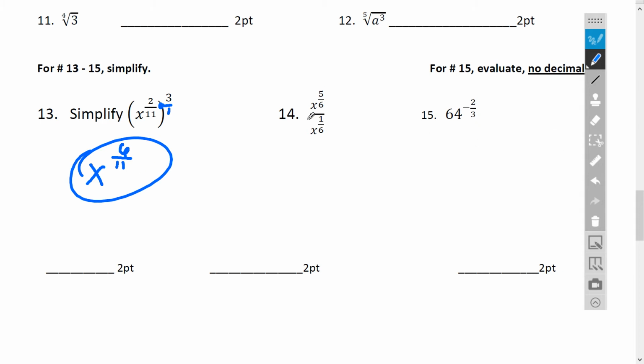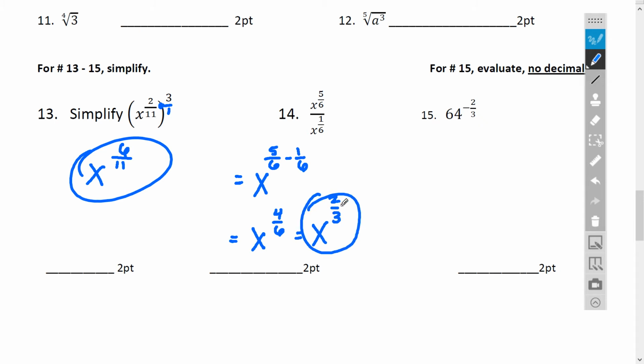For number 14, if I want to combine these, this is division, so I have to use the quotient property, which says that to combine these into a single x, I need to subtract the exponents. So 5 over 6 minus 1 over 6, which of course is 4 over 6. And you do want to reduce the fraction because 4 over 6 can reduce to 2/3. So we would say that this is x to the 2/3 power. That's what this simplifies to.